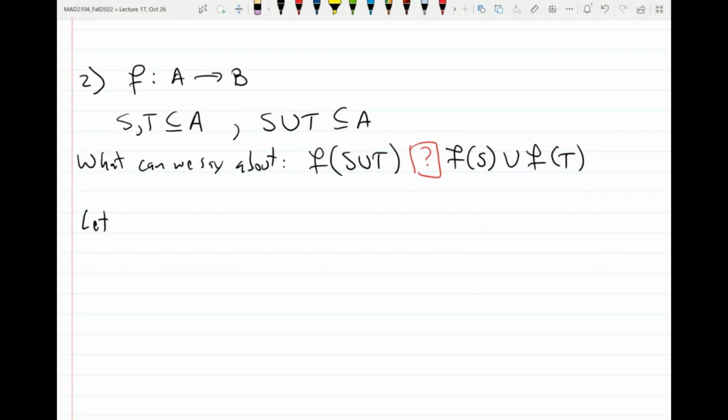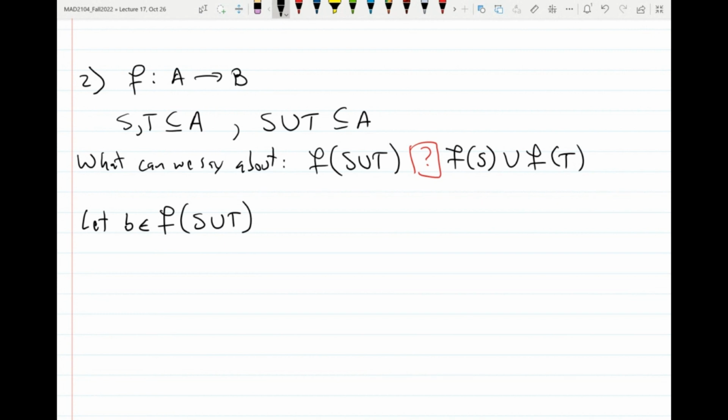This guy is in B, it's a subset of B. Right? Yes, S and T are subsets of A. Yes, but when I apply the function, when I look at their image, this already was translated into B. Okay? So again, don't use misleading letters. Little b. So that you can also track yourself where you are. So then let little b be an element in the image of S union T.